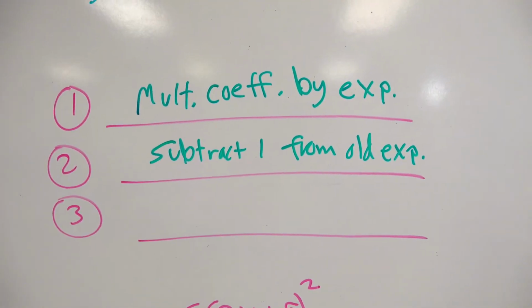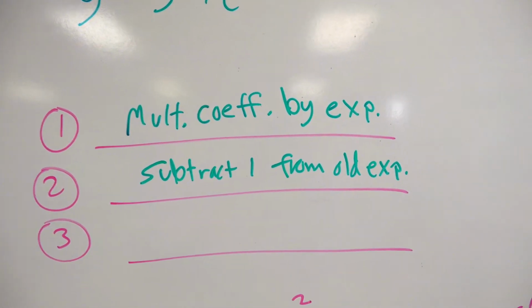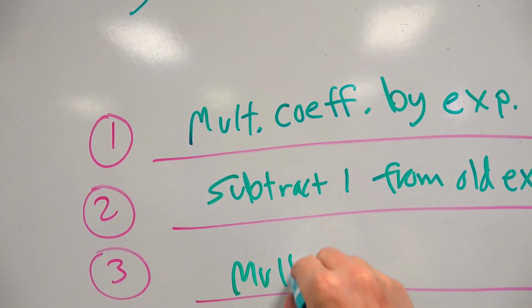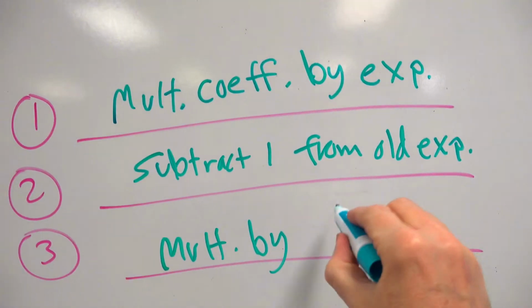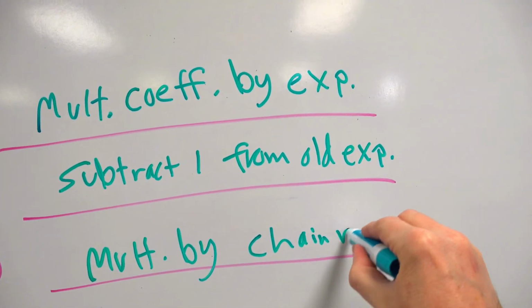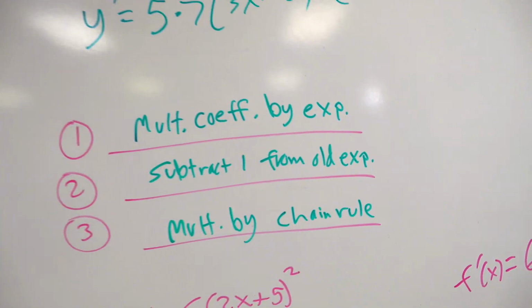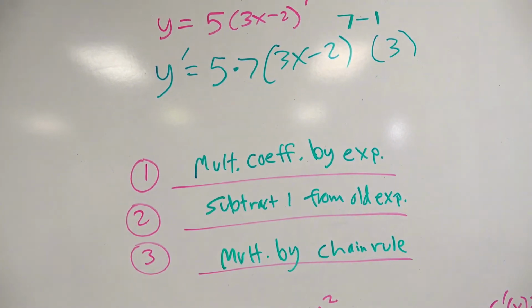All right, and what was the 3rd and final step? Multiply by the chain rule. Mandatory, right? Okay, those are your 3 steps of a basic derivative, and you all know those by heart.